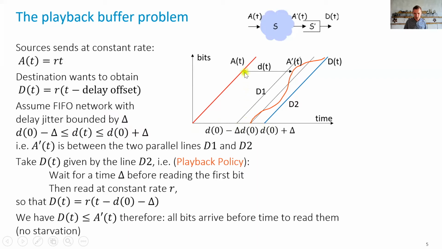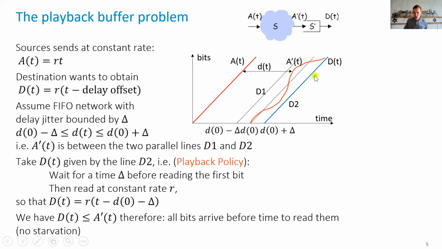That means that if I draw a horizontal line from A of t with amplitude d of 0 minus delta, I obtain this red line here. And if I do plus delta, I will obtain this blue line here. So this jitter bound means that the curly red curve, the arrival curve at the exit of the network, must be between those two lines here. In particular, it is above the blue line, which means that if I play the data using the blue line, which means at a constant rate r, using this initial offset delta, the red will always be above the blue, which means that my system will be causal, or in other words, there will be no starvation.